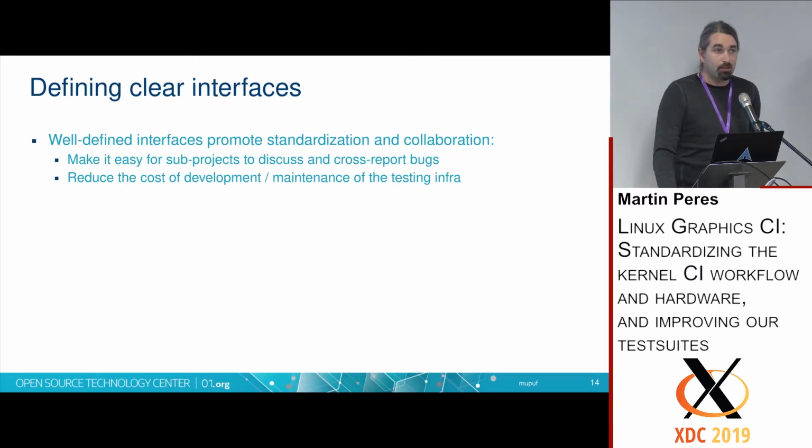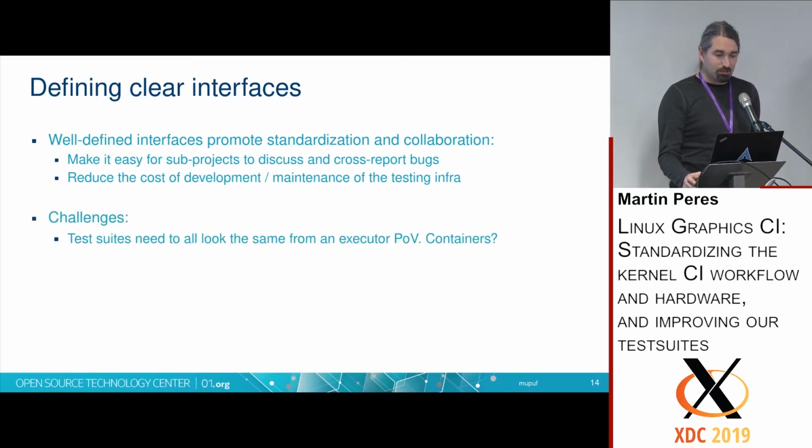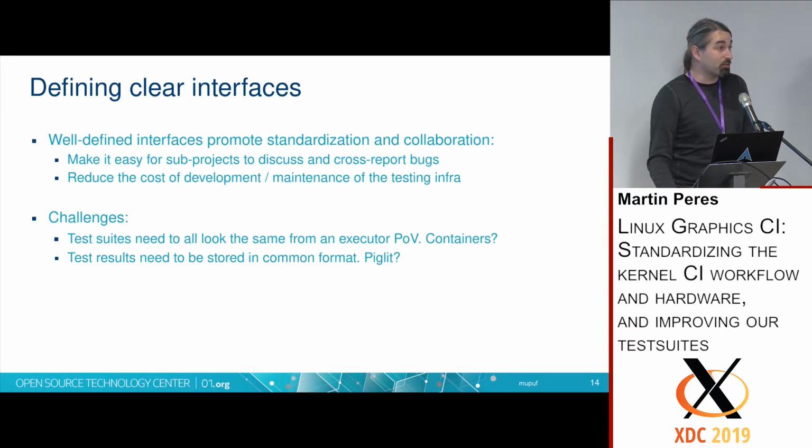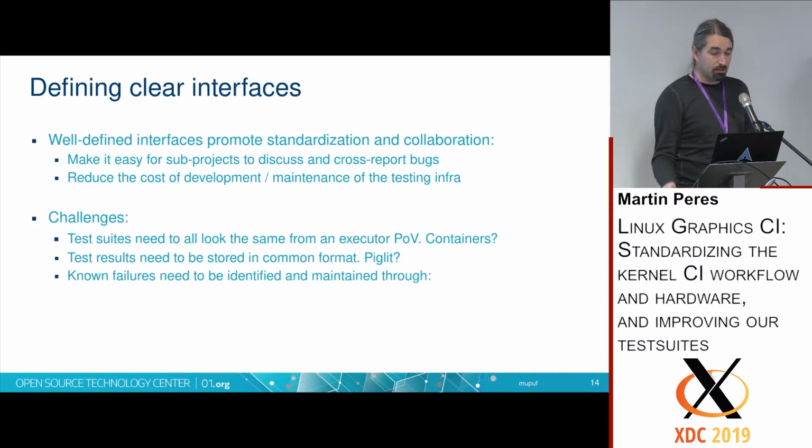Like for instance with GitLab, well, there is just a green or a red thing, right? If either pipeline is fine or not. But unfortunately for hardware, it's a little more complex. So the problem with this is, how do we make test suites look the same from the executor point of view, so we can swap test suites easily? And probably containers are a good idea there. Then what result format should we use? Like, okay, well, Piglit is a pretty good one, but then maybe there's something better, or we would like to use something else.